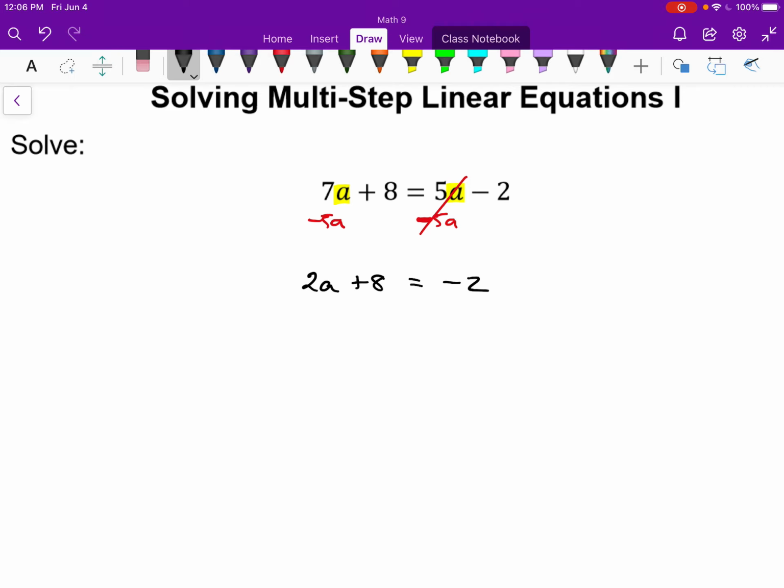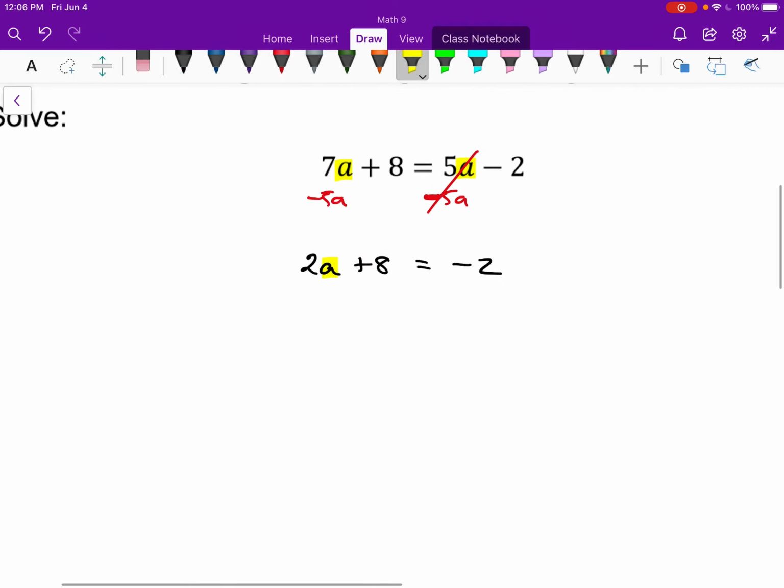At this point, I have just a on the left-hand side of the equation, so I would next just subtract 8 from both sides. So I have 2a equals negative 2, take away 8 is negative 10. And I can already see the answer, but I'll finish it off like this, divide both sides by 2. So a equals negative 5.